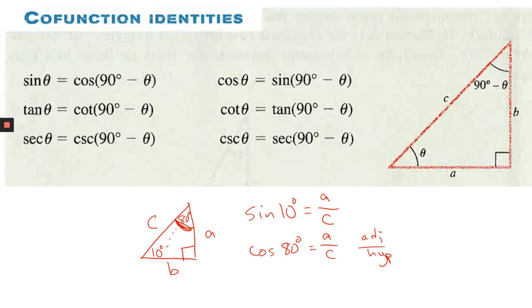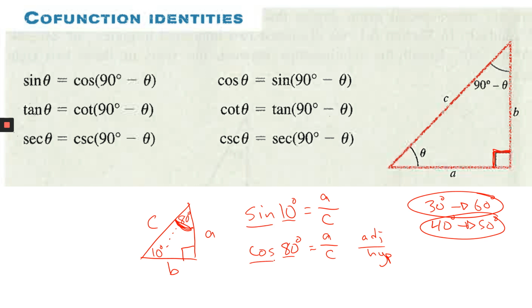So if we switch to the opposite corner, we go from 10 to the 80, or if we went from the 30-degree corner, we would slide over to the 60-degree corner. Or if we were at the 40-degree corner, we would slide over to the 50-degree corner. Right? The two angles that are not the right angle always have to add up to 90 degrees. If we do that, we'll switch from sine to cosine, or we'll switch from tangent to cotangent, or from secant to cosecant. Those are our cofunction identities.